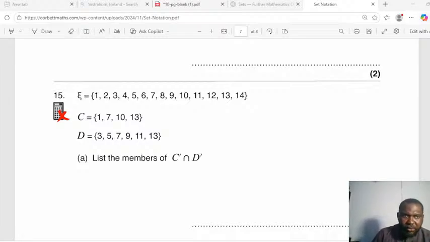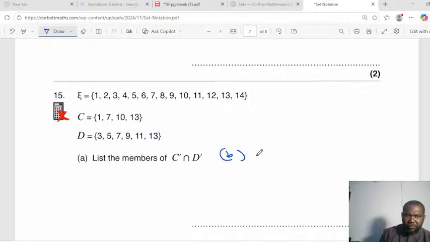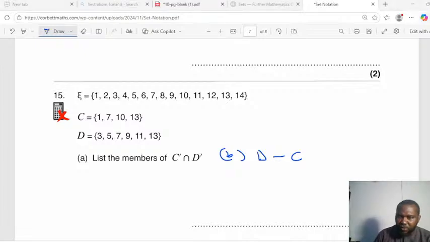Okay, so look at this number 15, just to revise what we've done. I'm going to add one more question here. Let me add B. We should find D minus C. So this one says list the members of C complement intersection D complement. Then B says we should find D minus C. So I just want us to do this together. Then we'll call it a day.